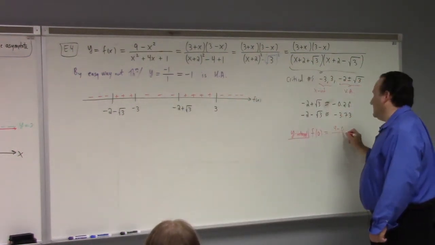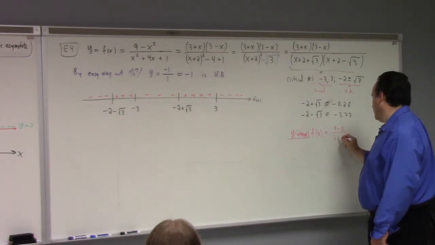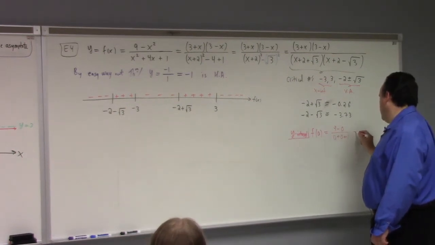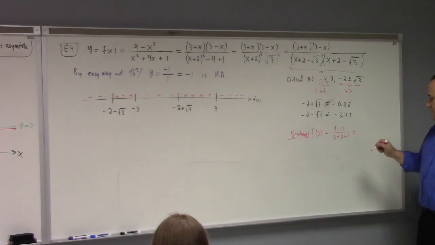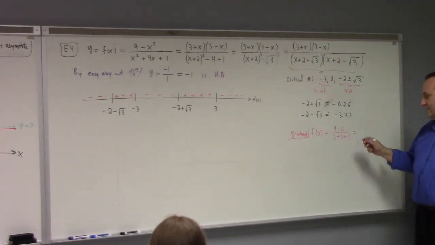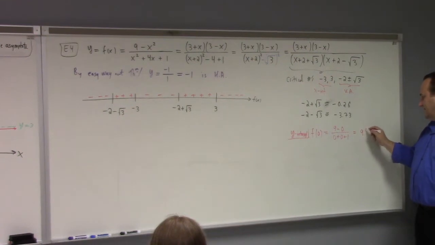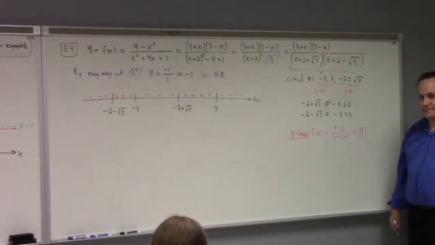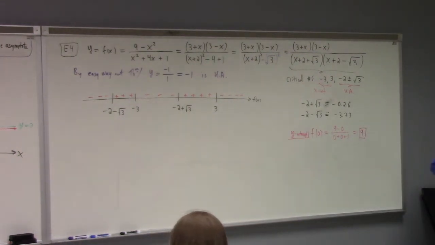9 minus 0 over 0 plus 1. So my son, like my oldest son, when I'm teaching him math and I write this kind of stuff, he's like, don't need to write that. I'm like, fine, 9. Yes, it's true. You could just see 9 without writing all that. Fair enough. So the Y-intercept is 9.